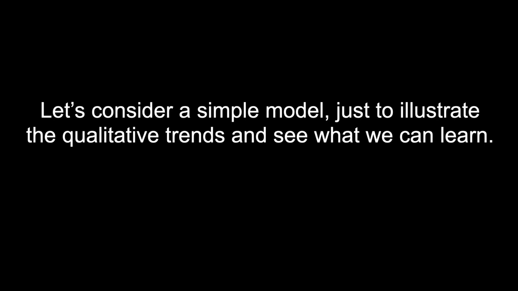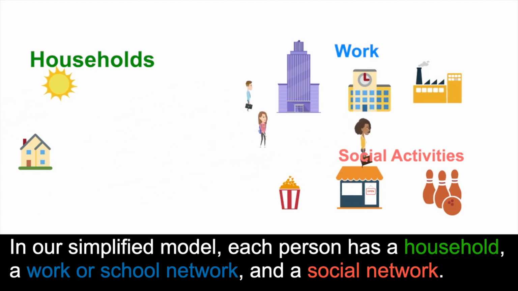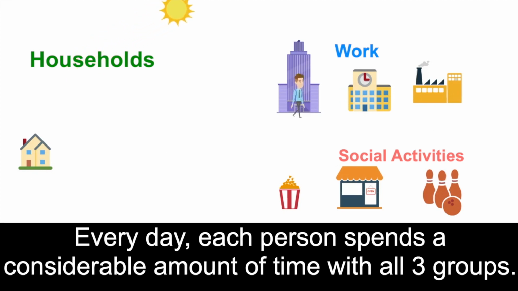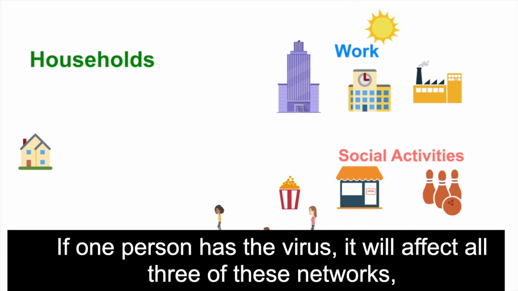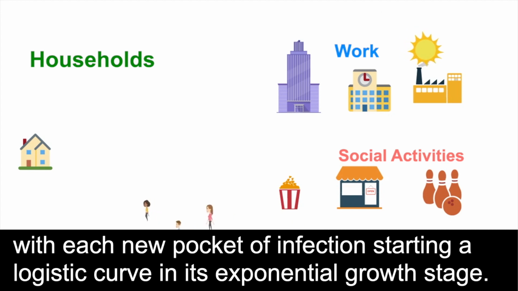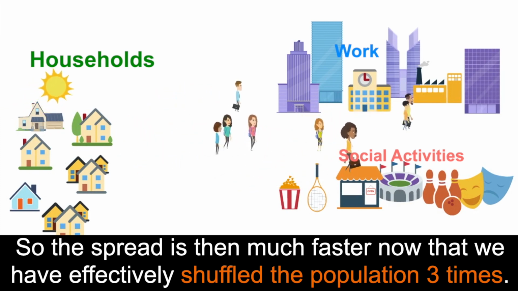Let's consider a simple model just to illustrate the qualitative trends and see what we can learn. Herd immunity is not taken into consideration. In our simplified model, each person is part of a household, a work or school network, and a social network. Every day, each person spends a considerable amount of time with all three groups. If one person has the virus, it will affect all three of these networks, with each new pocket of infection starting a logistic curve in its exponential growth stage. So the spread is then much faster now that we have effectively shuffled the population 3 times.